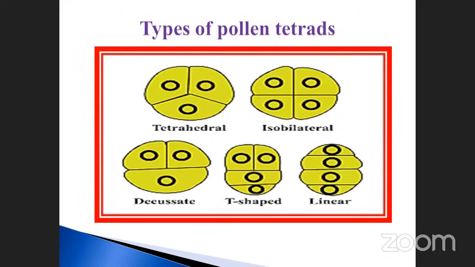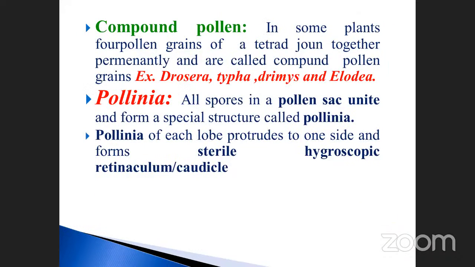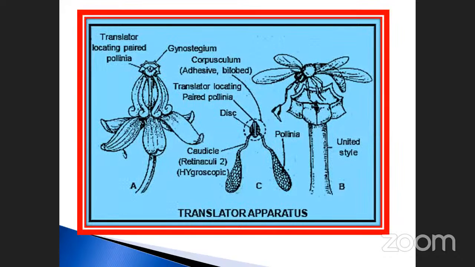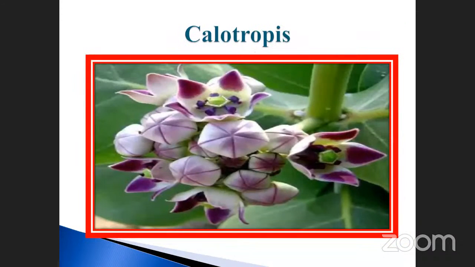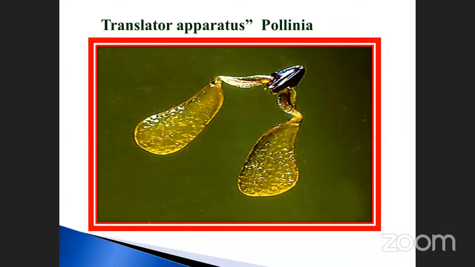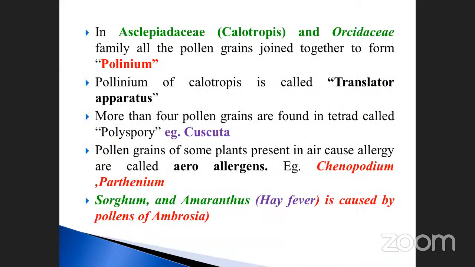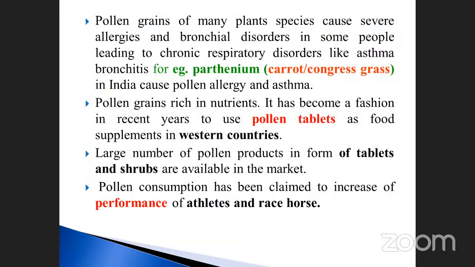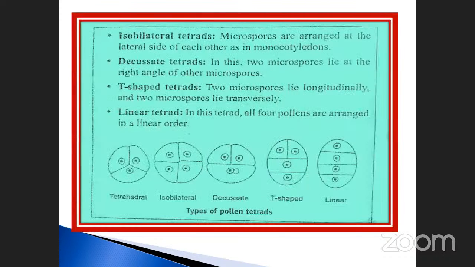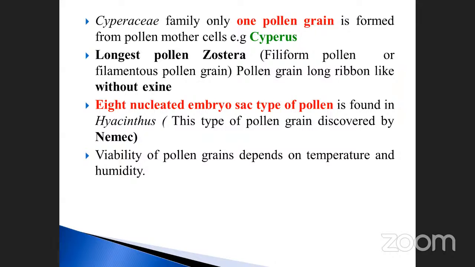So it is also called as male gametes, isn't it? Pollen grain is nothing but the male gametes. What is meant by translator apparatus? Where is it present? And what about their functions? All those things we already discussed.